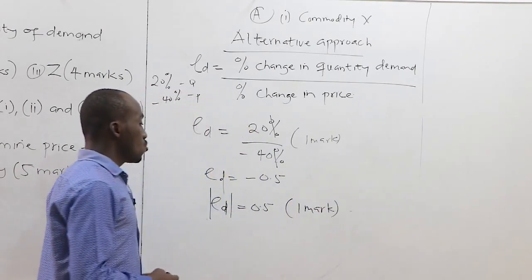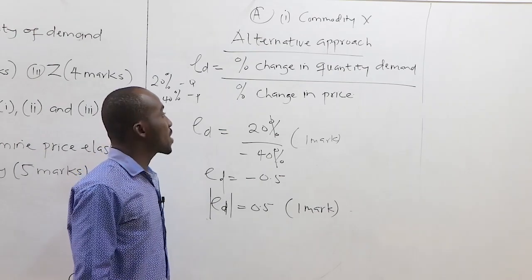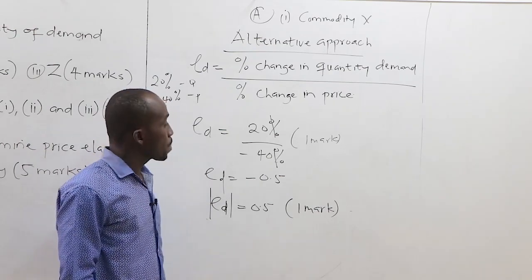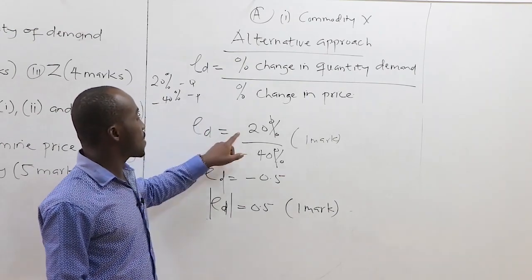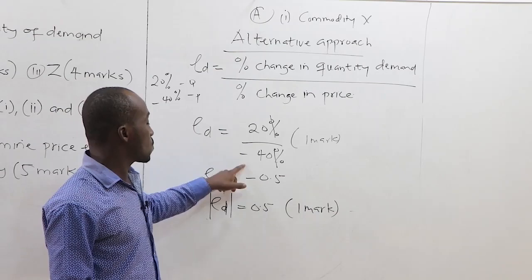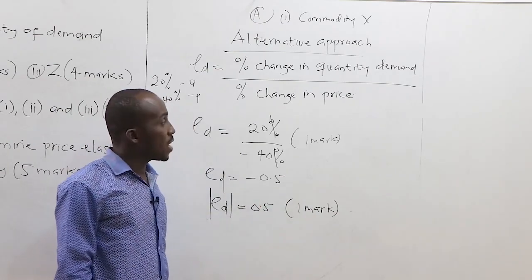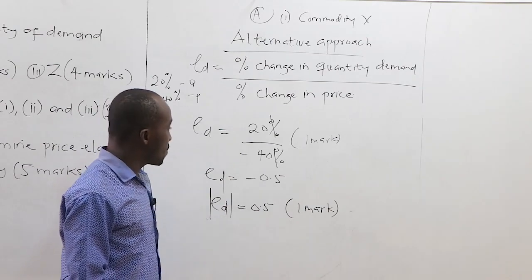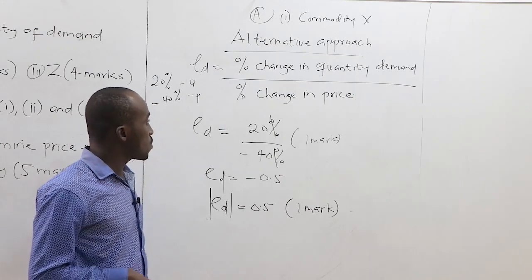So whatever approach you use, you're going to get the same answer, right? You just pick which one you are very comfortable with. So you get 4 marks. Percentage change in quantity demand divided by percent change in price gives 0.5. And if you find the absolute, you're going to get 0.5, you get 1 mark. So you end up getting the same marks and the same answers, whatever you want to do.